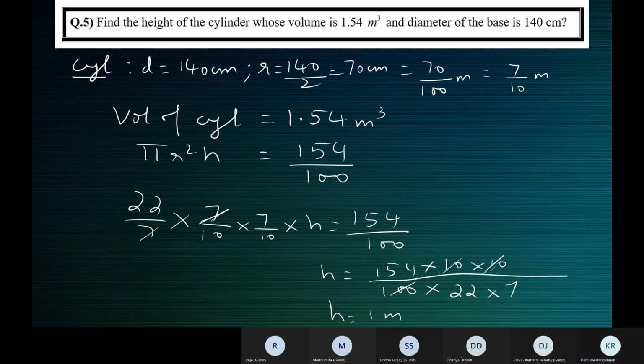Understood, children? The rule is, in the equation, all the values must be in the same unit. Centimeter or centimeter square, centimeter cube, like that. If it is meter, meter, meter square, meter cubed. There should not be one value in centimeter and the other one in meter cubed.